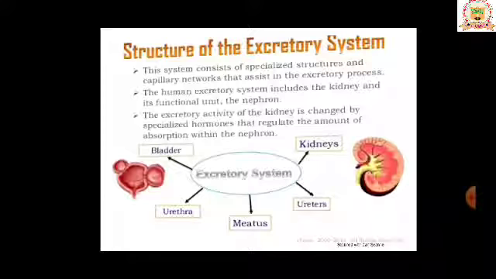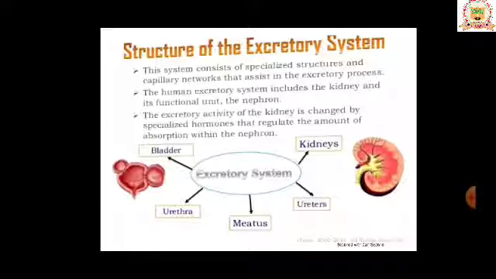To expel out this nitrogenous waste, you should know the structure of the excretory system. So let me pass on and know something more about it. This system consists of specialized structures and capillary networks that assist in the excretory processes. Everybody knows that the human excretory system consists of a pair of kidneys, a pair of ureters, the urinary bladder and the urethra.